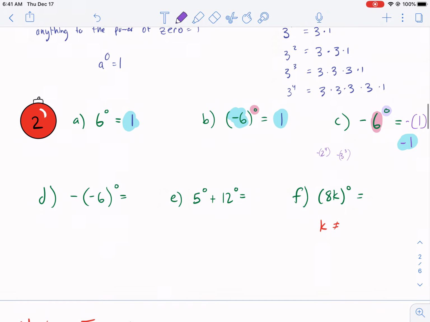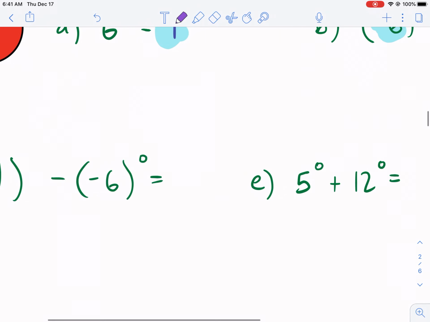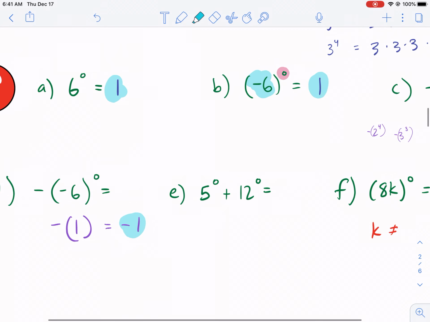Okay. Now this one, we have like a double take here. We have negative 6 to the 0 power. We know that's equal to 1. But then we have that negative sign out in front, so we get negative 1 again. Okay, this time we have 5 to the 0, that's 1, plus 12 to the 0, that's 1. So that equals 2 when you add those together.